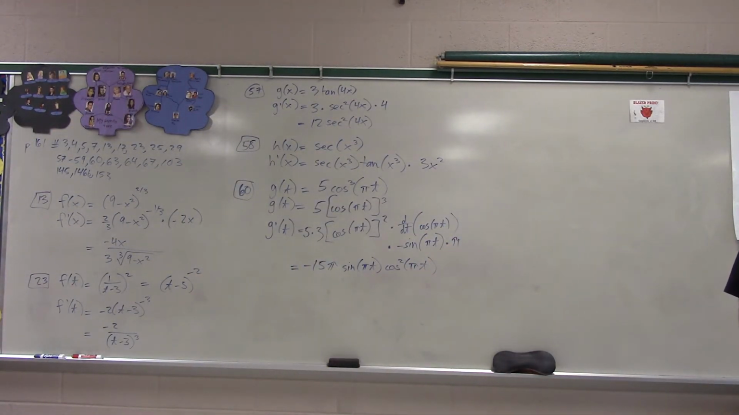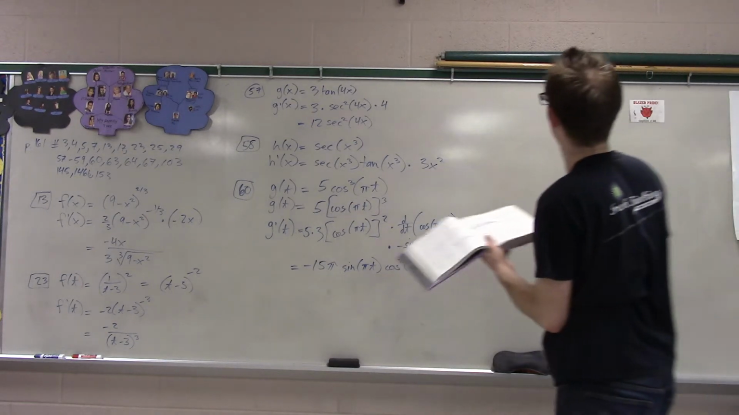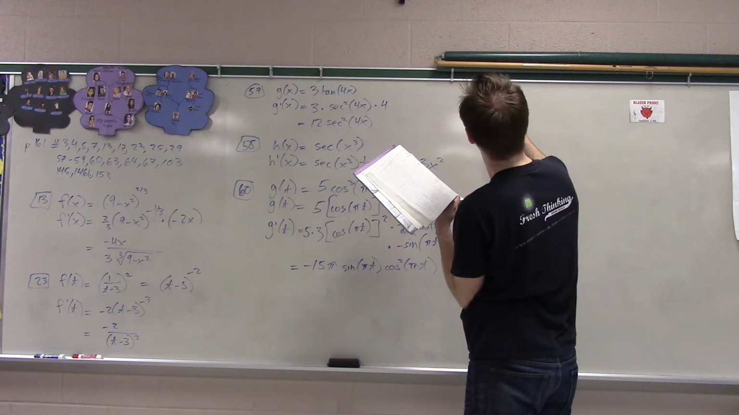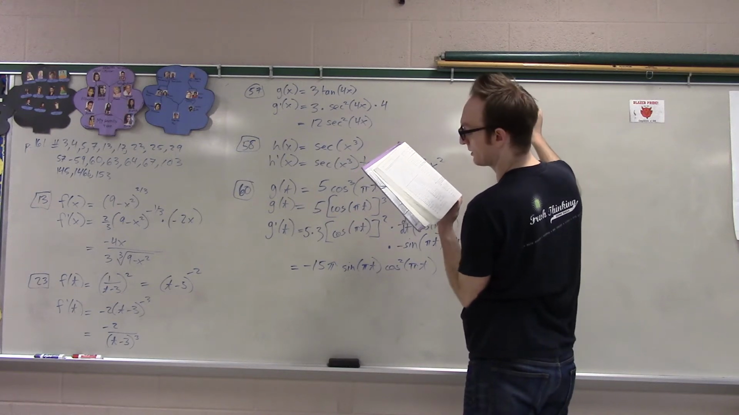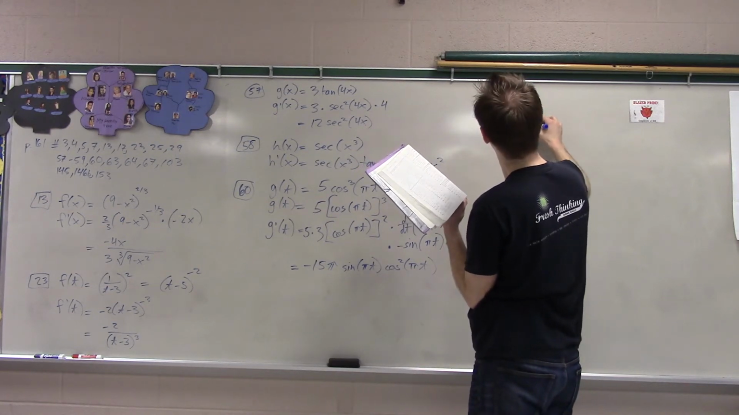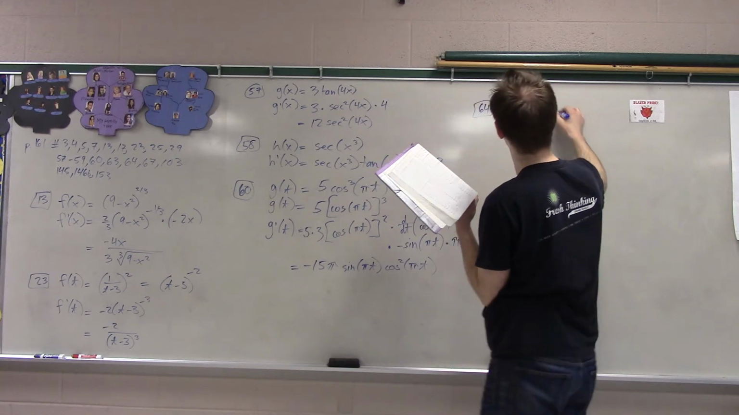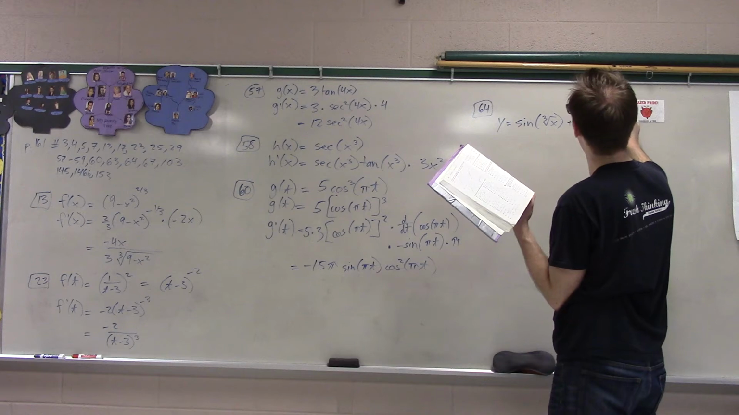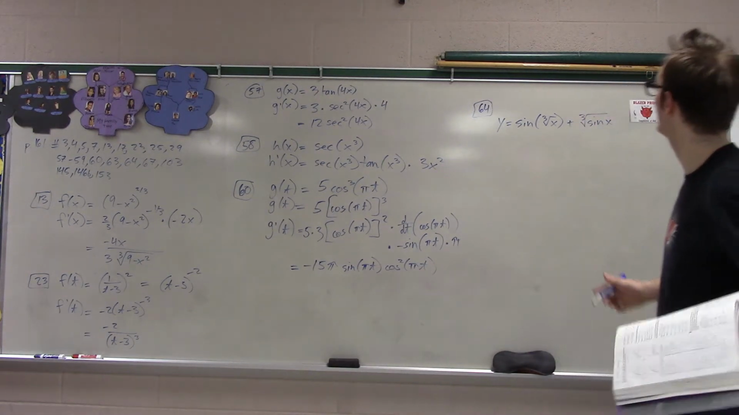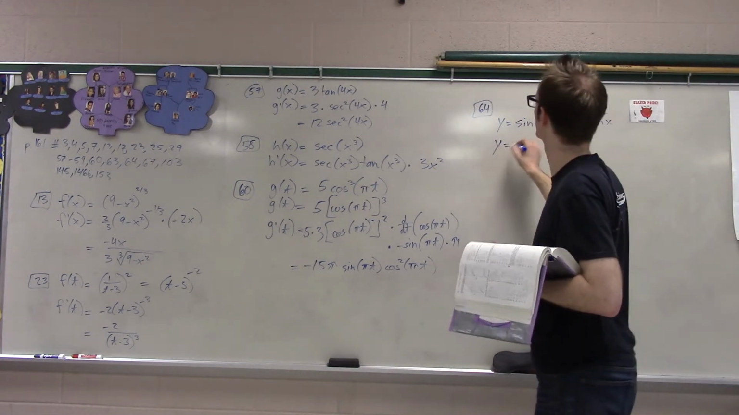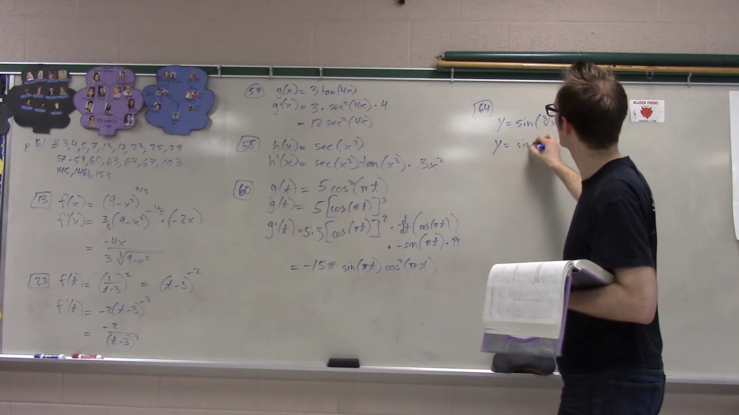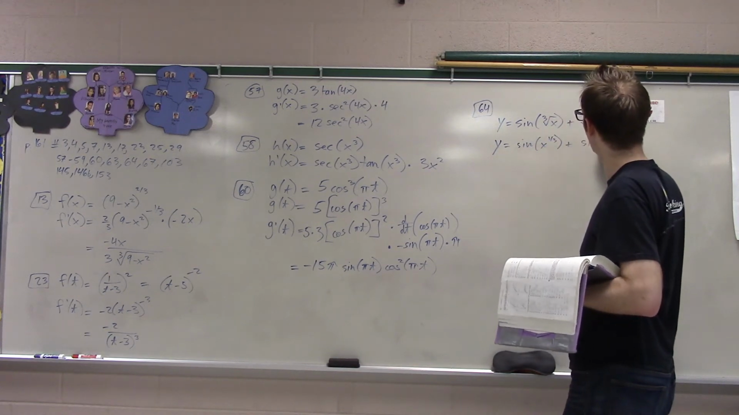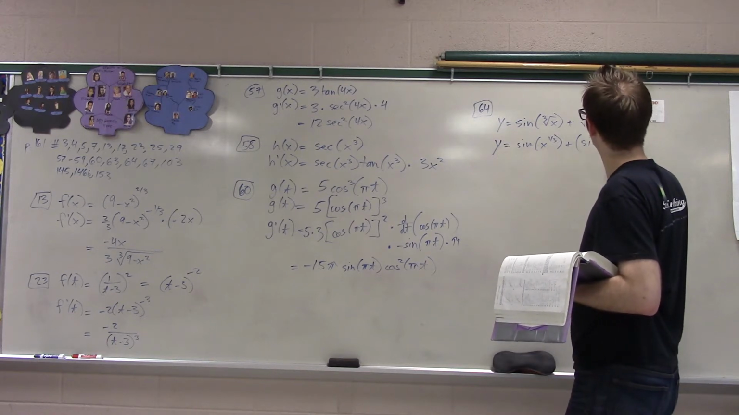Number 64. 64 is actually not hard, but I don't know, some people might find it difficult. This is y equals sine cube root x plus the cube root of sine x. Well, again, it's a really good idea to rewrite your function first. So this is really like the sine of x to the 1/3 plus the sine of x to the 1/3.